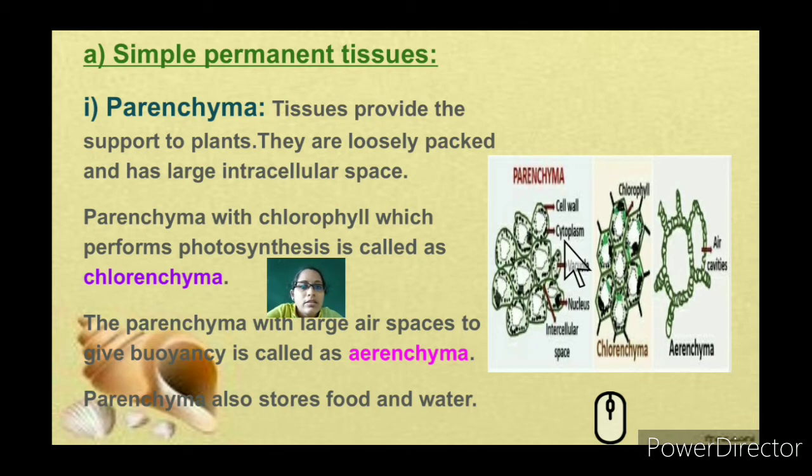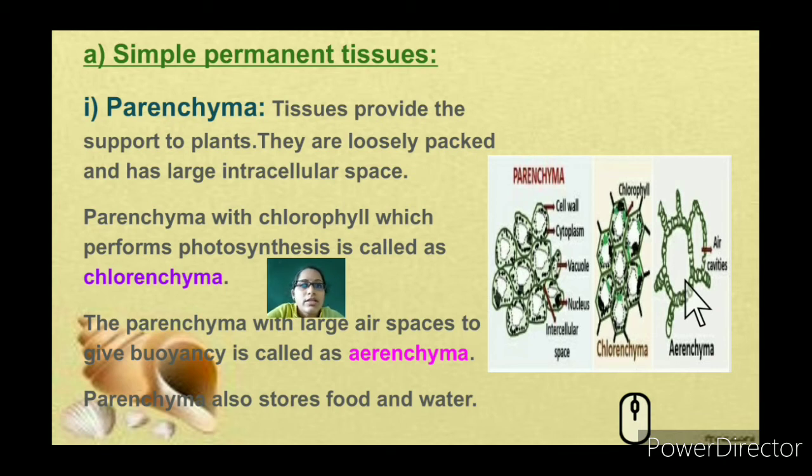And you can see this type of tissue, that is parenchyma with large spaces. If the chlorenchyma has large spaces, you can see lots of spaces here, it is filled with air and gives buoyancy. With a large number of air spaces, there will be easy movement of food, nutrients and water. This type of parenchyma, or simple permanent tissue, is known as aerenchyma. Another function of parenchyma is that it also stores food and water.